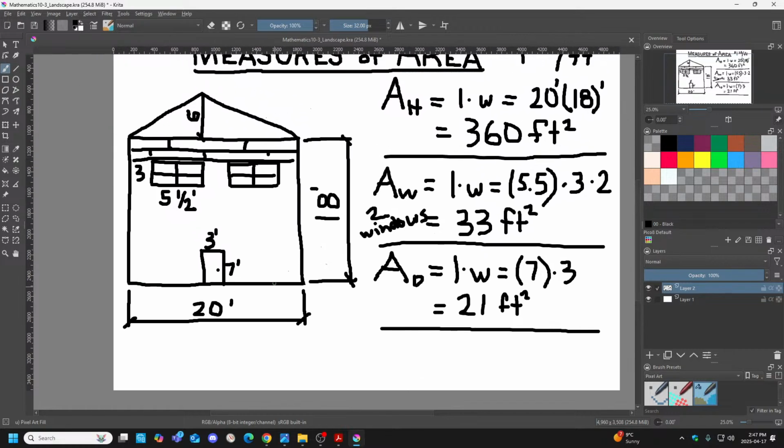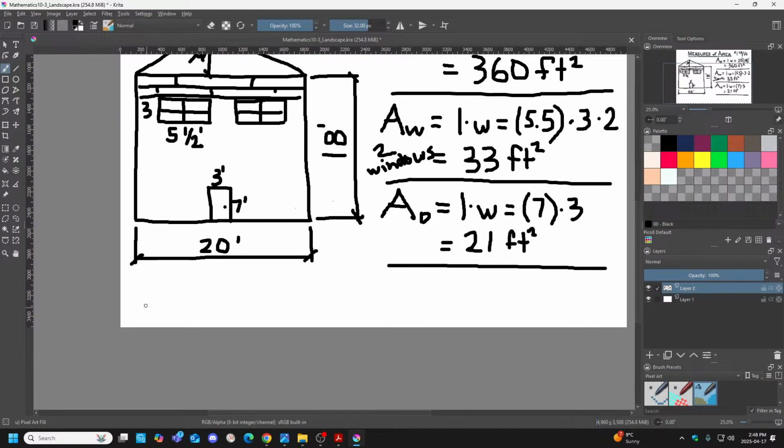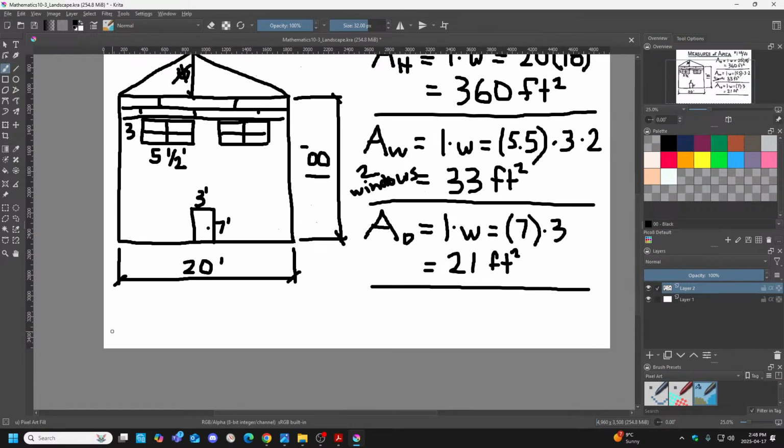We have the total area. Again, we don't need this value. Now let's think of this logically. Do you know any houses that have siding on the roof? Therefore, that's redundant information. There's no need to even think of it. So we've got to take the area of our house, subtract 2 windows, and subtract the door.